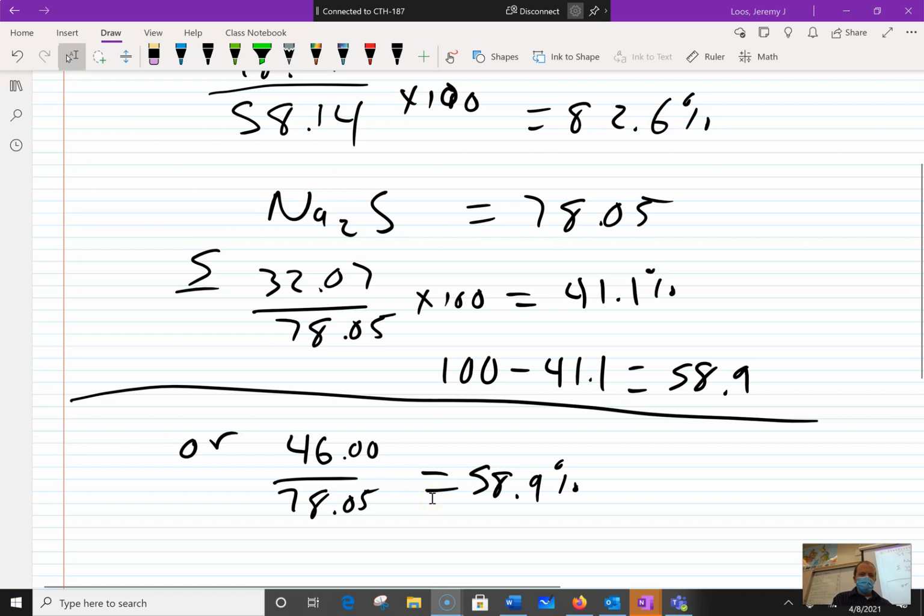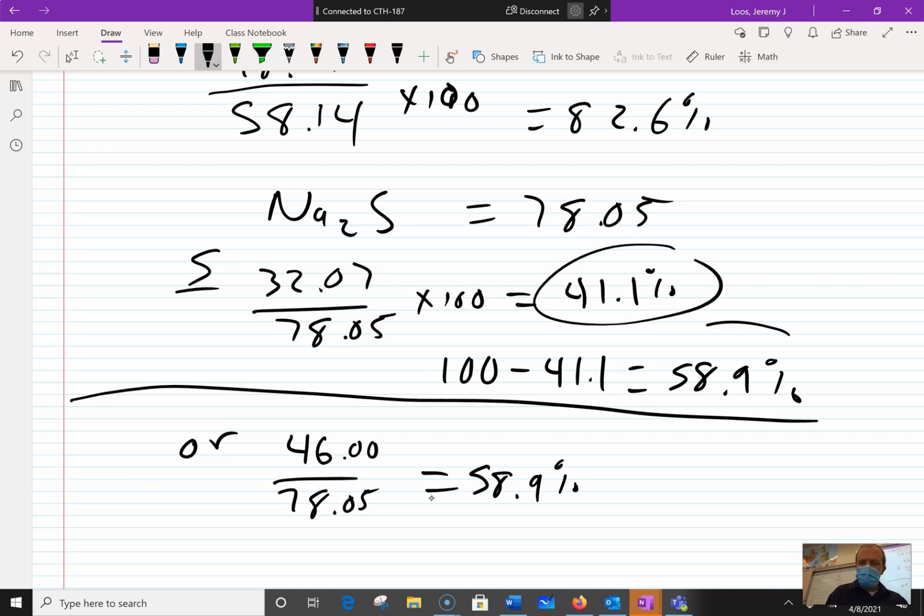So there's a couple different ways that we could do this. Since there's only two things, you don't actually have to fully calculate both percentages. You could, for example, find the sulfur first and then subtract from 100% since they have to sum to 100%. That would be one way to do it. Or you could find both percentages, one and the other. Either way, we should be getting these.